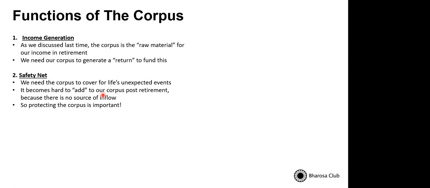The second function that the corpus needs to provide is also a safety net. We don't know what life has in store for us, and there's lots that can go right or wrong, and we need to have excess funds to cover eventualities. So the corpus also needs to be a relatively safe pool of capital for us. Protecting the corpus is important because it's not easy to get new inflows of cash when you're retired. No one wants to go out of retirement once they've retired. So it's important to think about the corpus as a relatively risk-averse pool of capital.